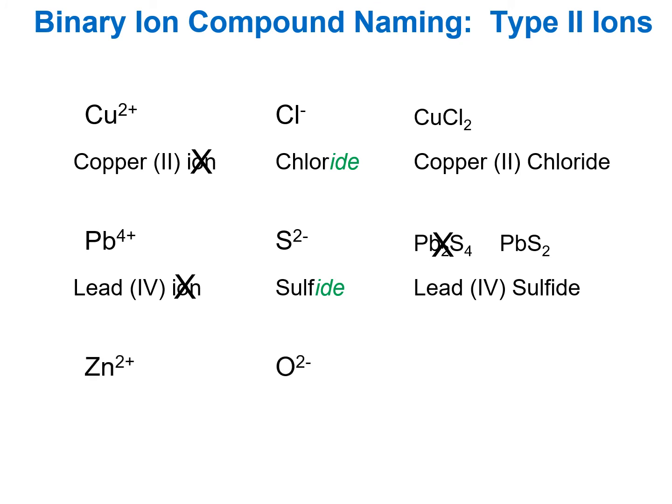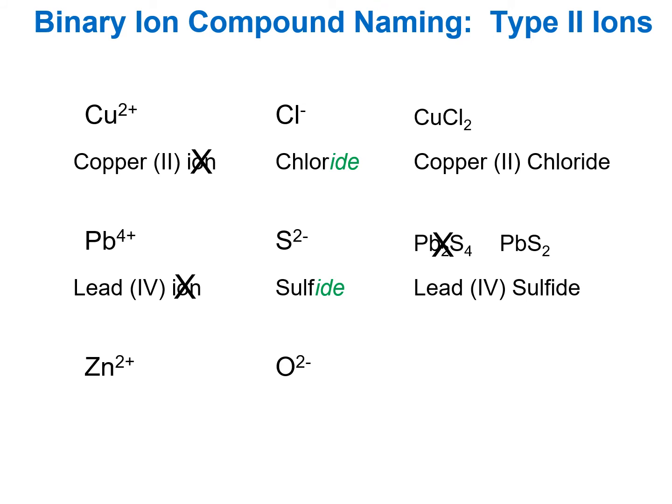Let's do another one. Here we have zinc and we have oxygen. And you may have already noticed they're both 2, right? I hope your wheels are turning, because we're not going to put 2s in the subscripts. I'll just tell you that right now. All right, but let's go ahead and name it. So what are we going to call zinc?